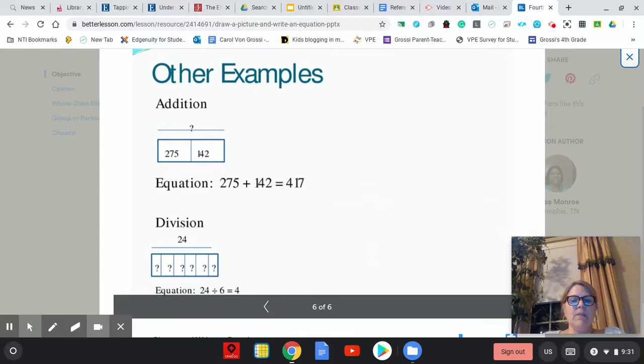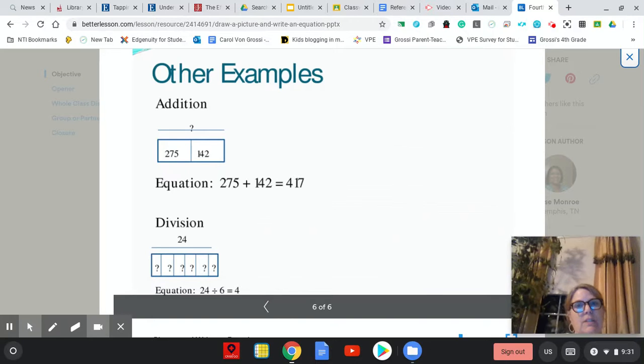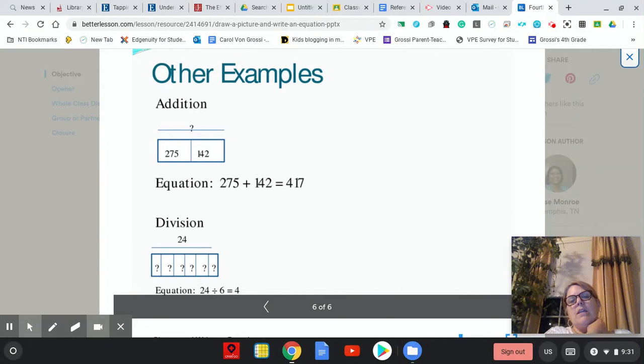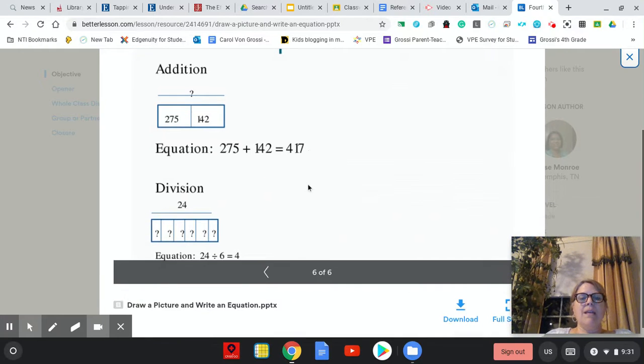So here are some other examples. They're just showing you some bar models. If you had a problem that said, John has 275 basketball cards. My son now all of a sudden is into basketball cards. So 275 basketball cards, and he purchases another 142 off of the internet. How many total basketball cards does he have? Or how many does he have in all? And this is how you would solve that problem.